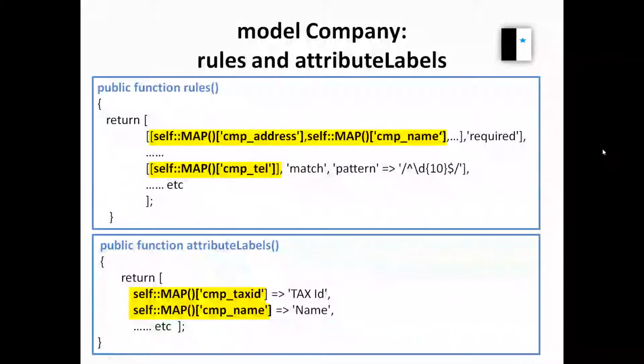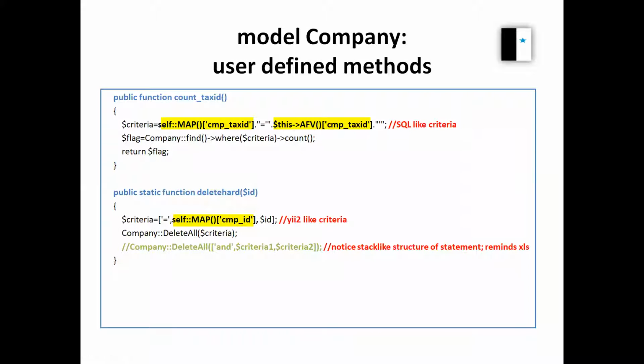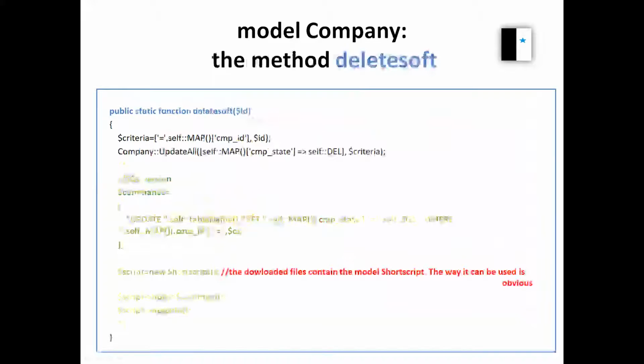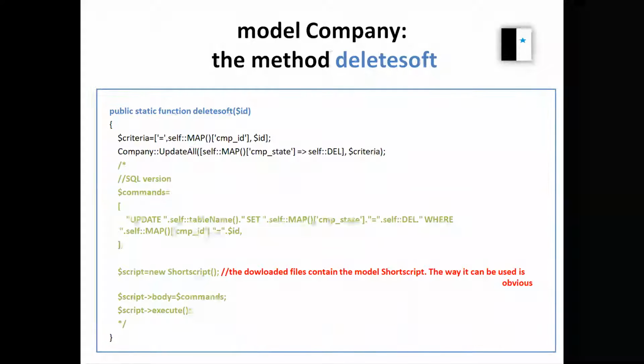In the next few slides, we'll see how the newly introduced functions map and AFV change the code for model company. We begin with the functions rules and attribute labels. It's very easy. Instead of using actual table field names, you just use function map with a corresponding generic identifier. And here are some user-defined methods of our company model. And you can see how we have employed the functions map and AFV, plus the predefined methods of the active record class to write them. Another method of model company is delete soft. I have included it there because I have given two ways that you can write delete soft.